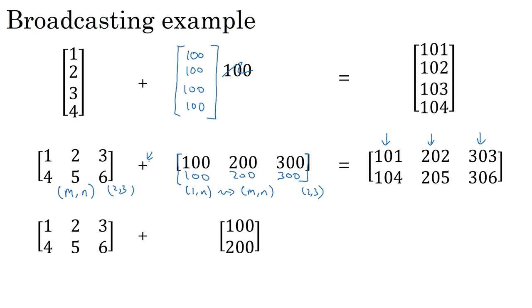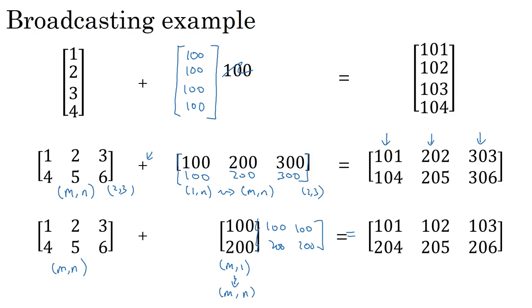Just one last example. What if you have an m by n matrix and you add this to an m by 1 vector, an m by 1 matrix? Then this will copy this n times horizontally, so you end up with an m by n matrix. So as you can imagine, it will copy it horizontally 3 times and add those. So when you add them, you end up with this. So we've added 100 to the first row and added 200 to the second row.